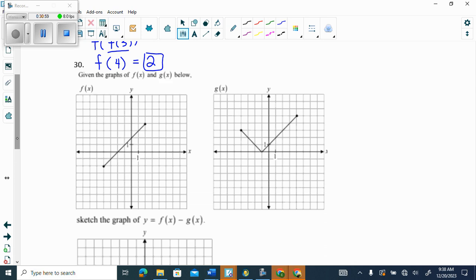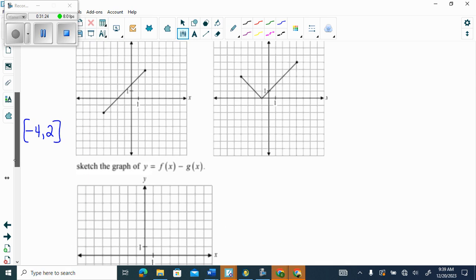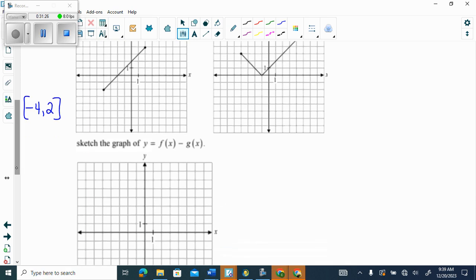If I'm adding, subtracting, or multiplying functions, where can I only add, subtract, and multiply functions? Where they both exist, the domain of both of them, correct? Now this one is from -4 to 2, and this one is from -4 to 4. So where can I calculate between? -4 to 2 is where I'm going to have some domain, correct? And then we just math. That's it. Literally, we just math.